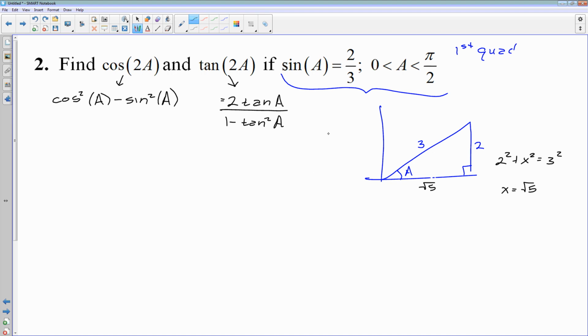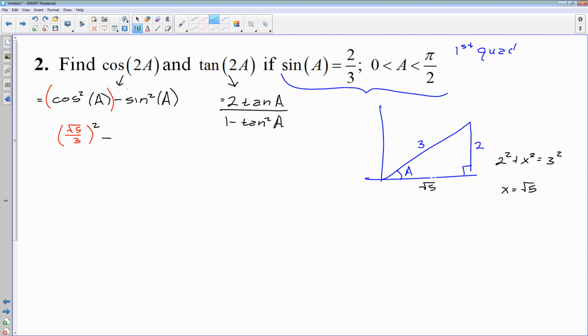Once you get that, that's the hard part. Now we just plug in to what we know. Let's do the cosine one. Cosine of A, cosine is adjacent over hypotenuse. So cosine A, this thing right here, is going to be adjacent root 5 over hypotenuse, which is 3. And notice that is cosine squared. So it's root 5 over 3 quantity squared minus sine.